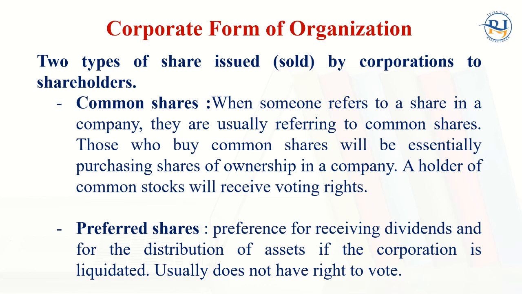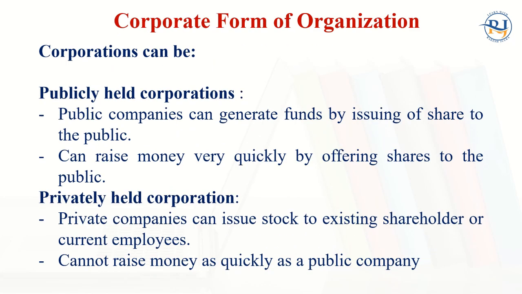Those persons who have preferred shares will get the first preference from the profit in the form of a dividend, right? But the common shareholders will not get the preference. There will be a second preference for them. In case of insolvency, if something is going wrong in the organization, then the preferred shareholder will get the first preference for their payment, for the amount they have spent in the organization.